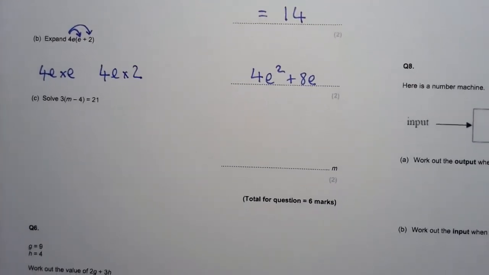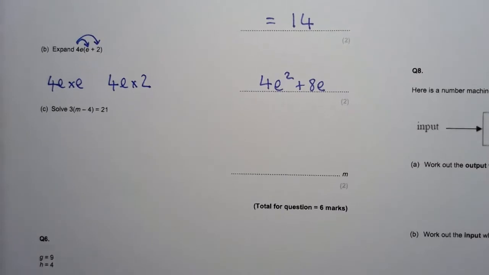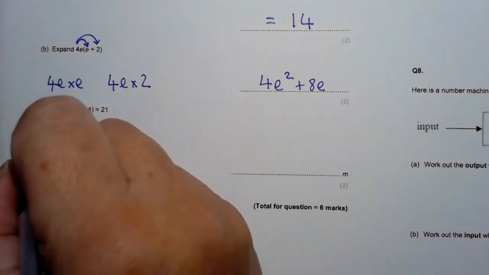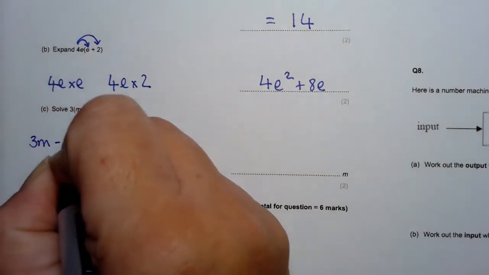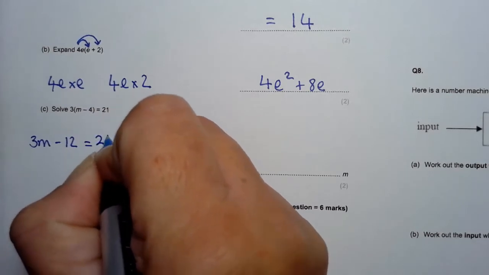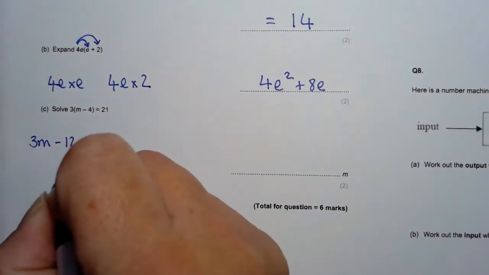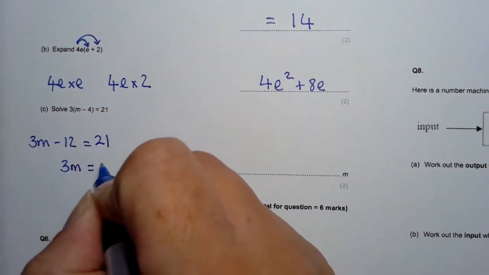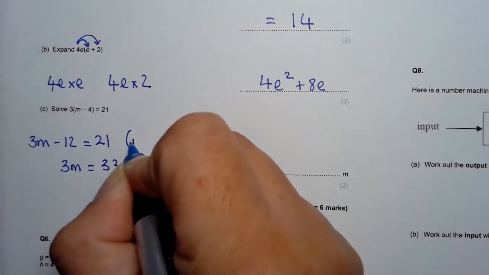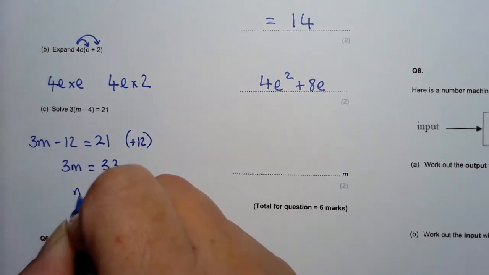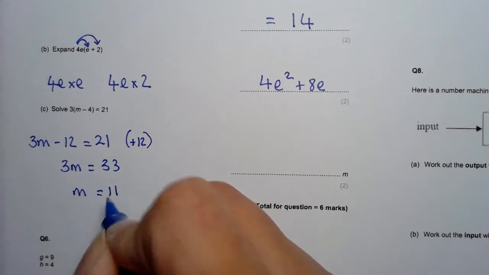Next question is a solving question, and I've told you to do this in 2 different ways. So you can either expand the bracket, which would give you 3m minus 12 equals 21. Your next line of working would be 3m equals 33, because we would add that 12, and then you get to an answer of m equals 11.